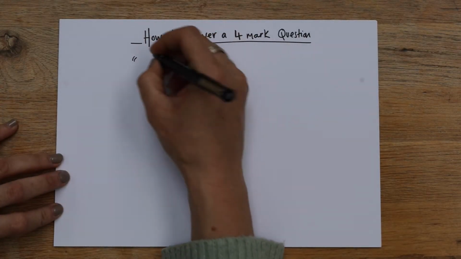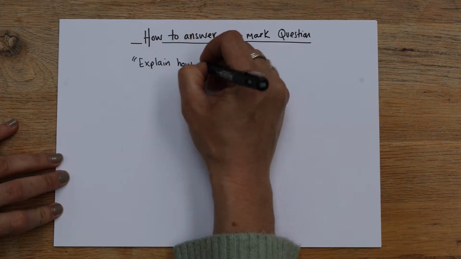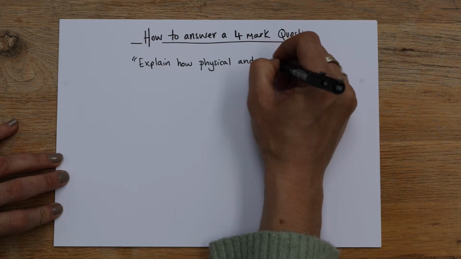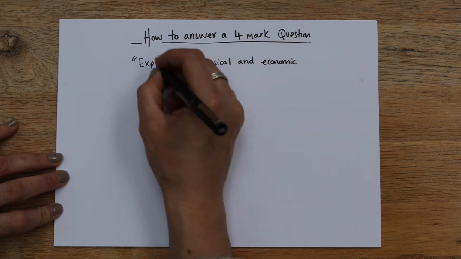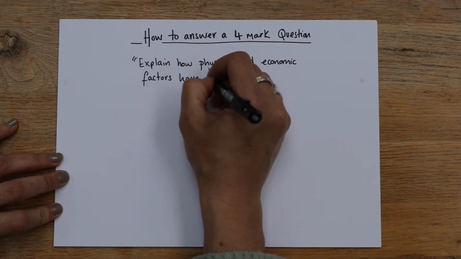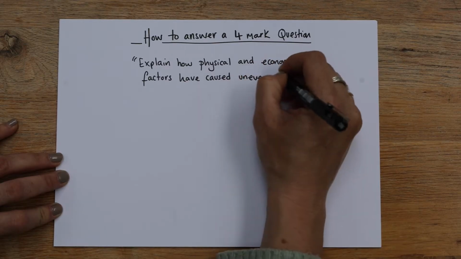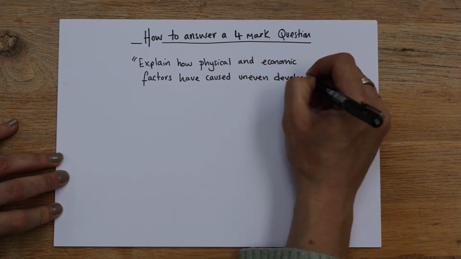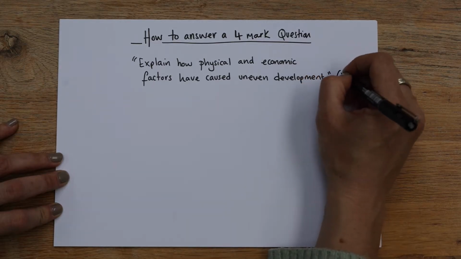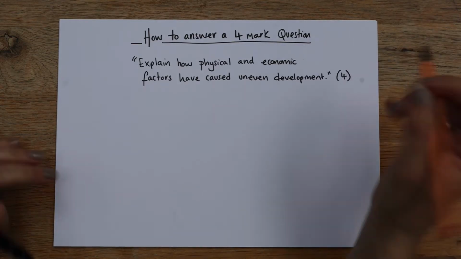So if we write the question, it is: explain how physical and economic factors have caused uneven development. Yeah, I know what you're thinking. That's a big question for a 4 marker, but it's been done. It's happened. It's been in an exam.